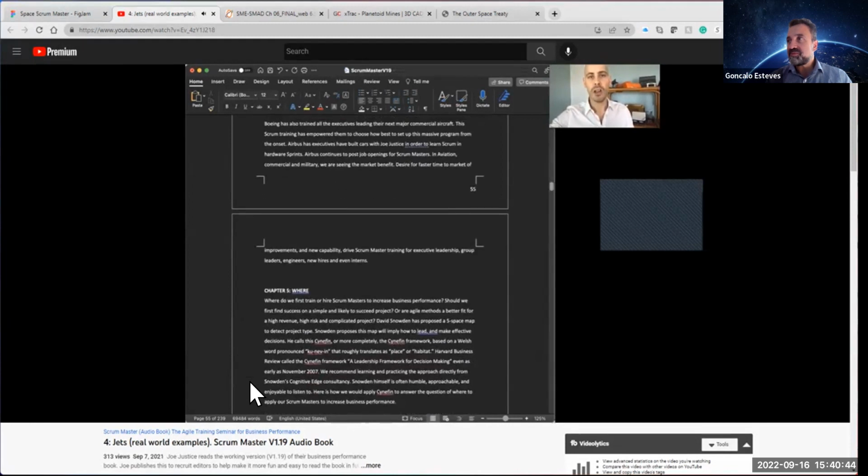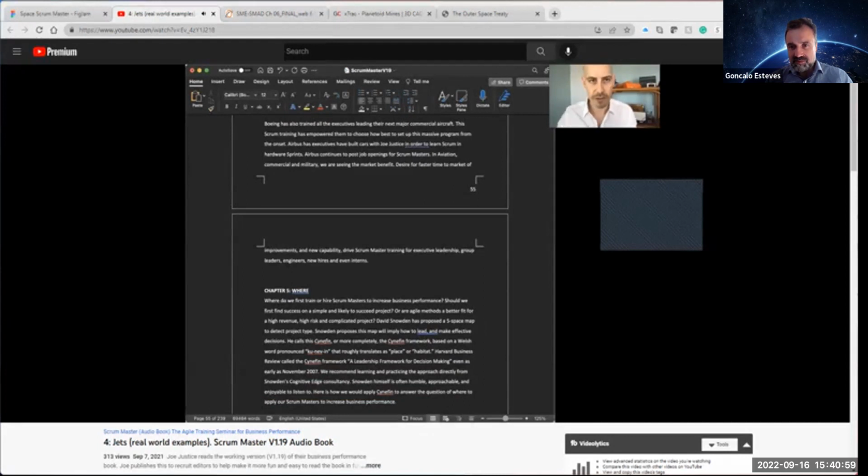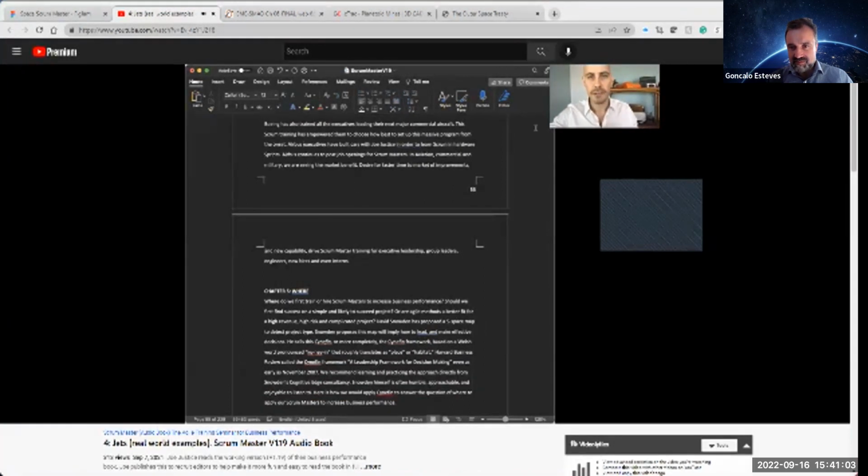Boeing has also trained all the executives leading their next major commercial aircraft. This Scrum training has empowered them to choose how best to set up this massive program from the onset. That's the NMA, the Boeing New Model Aircraft. Airbus has executives who have built cars with Joe Justice in order to learn Scrum in hardware sprints. Airbus continues to post job openings for Scrum Masters.